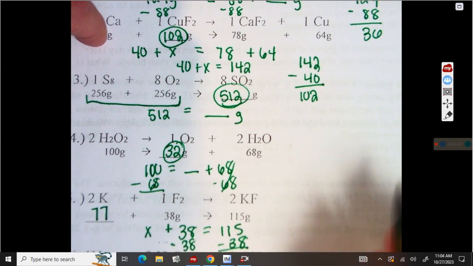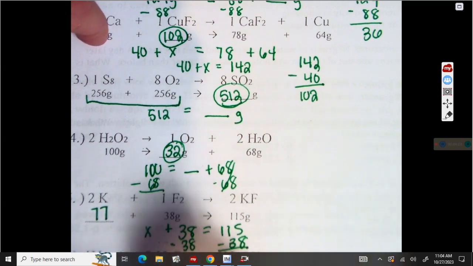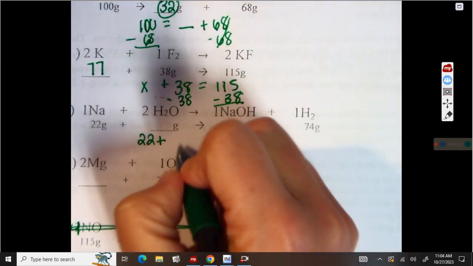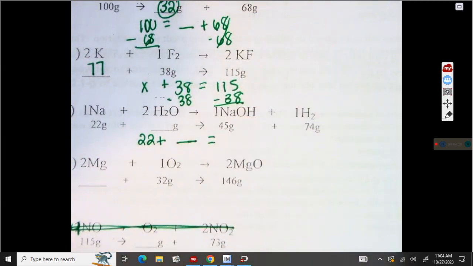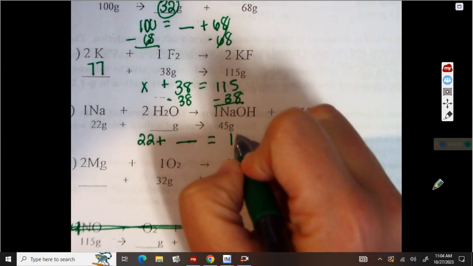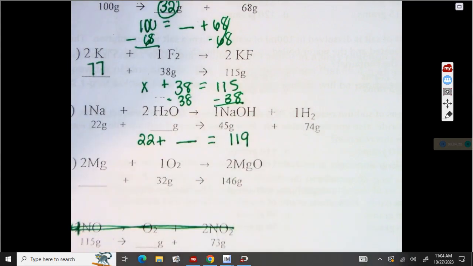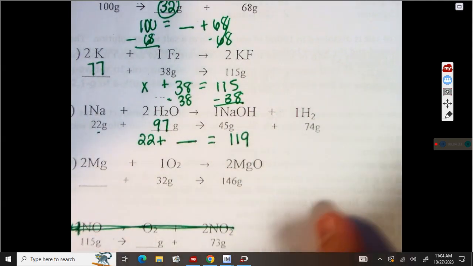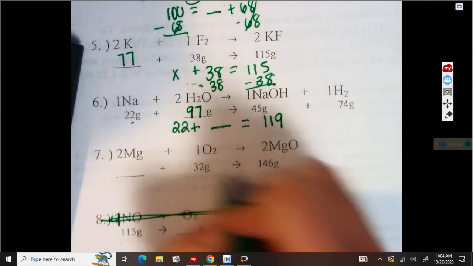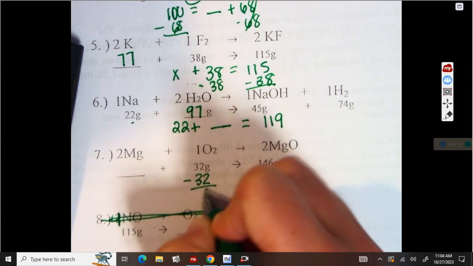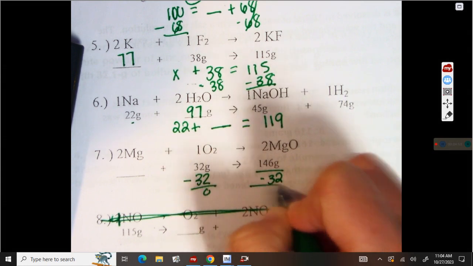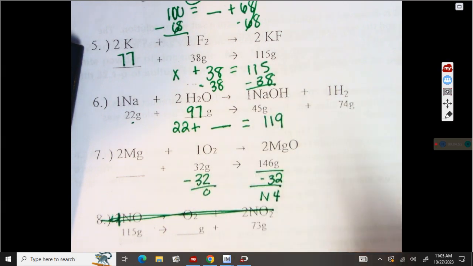All right, so we have 22 plus x, and I know you can't see that, sorry. 22 plus, I can just put blank or an x, blank equals 45 plus 74 is 119. So when I subtract 22 from both sides, I get 97. And you'll notice both sides total to the same exact number. Here, I have blank plus 32 equals 146. So I can subtract 32. Since I was adding it to both sides, now I'm subtracting it. And I get 114. So 114 goes right here, plus 32 is 146.